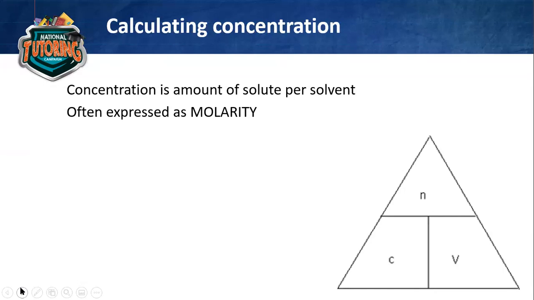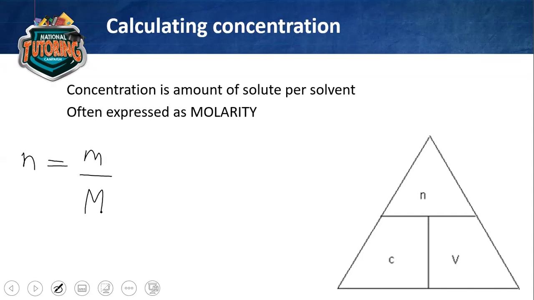Okay, so we've already learned how to work out the number of moles. And the number of moles is equal to the mass divided by the molar mass. So small m divided by capital M. Small m stands for mass in grams, and capital M stands for the molar mass, which is grams per mole. And that's what we get from the periodic table.